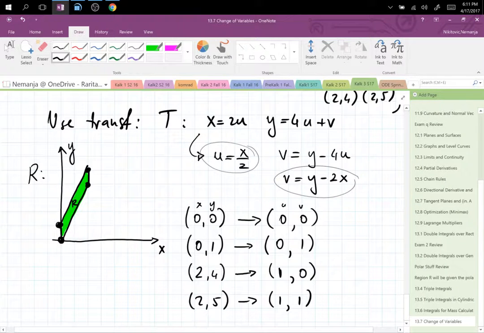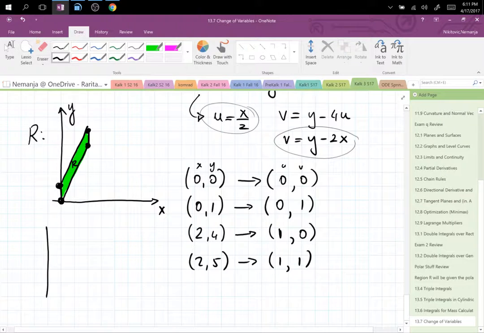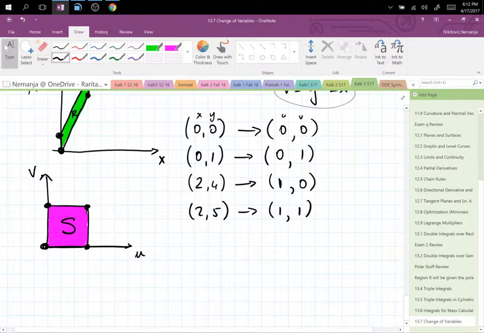Now look what you get in your UV realm: 0, 0, 0, 1, 1, 0, and 1, 1. Hey, look at that. This is region S. Perfect.